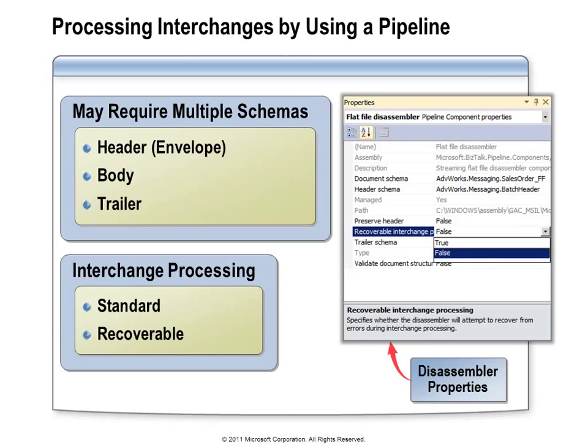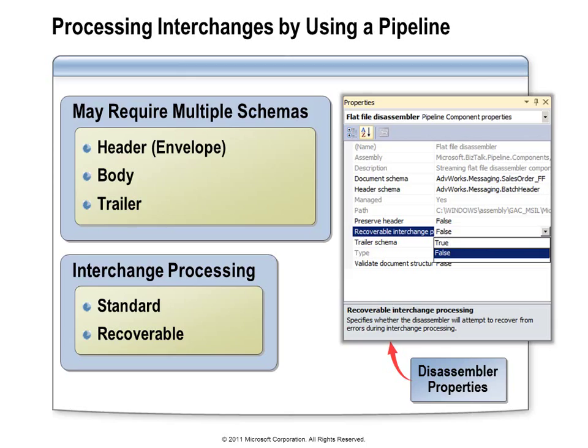If your BizTalk application needs to handle flat files, you will need to configure the flat file disassembler with a set of schemas. You will always need to provide a schema that defines the body of the flat file, and that is where the disassembler expects to find the individual records that make up the flat file. But if your flat file includes header fields, you will need to configure the flat file disassembler with an additional schema that defines the format of those header fields. And then if your flat file includes trailer records, you will need to configure the flat file disassembler with a trailer schema as well.